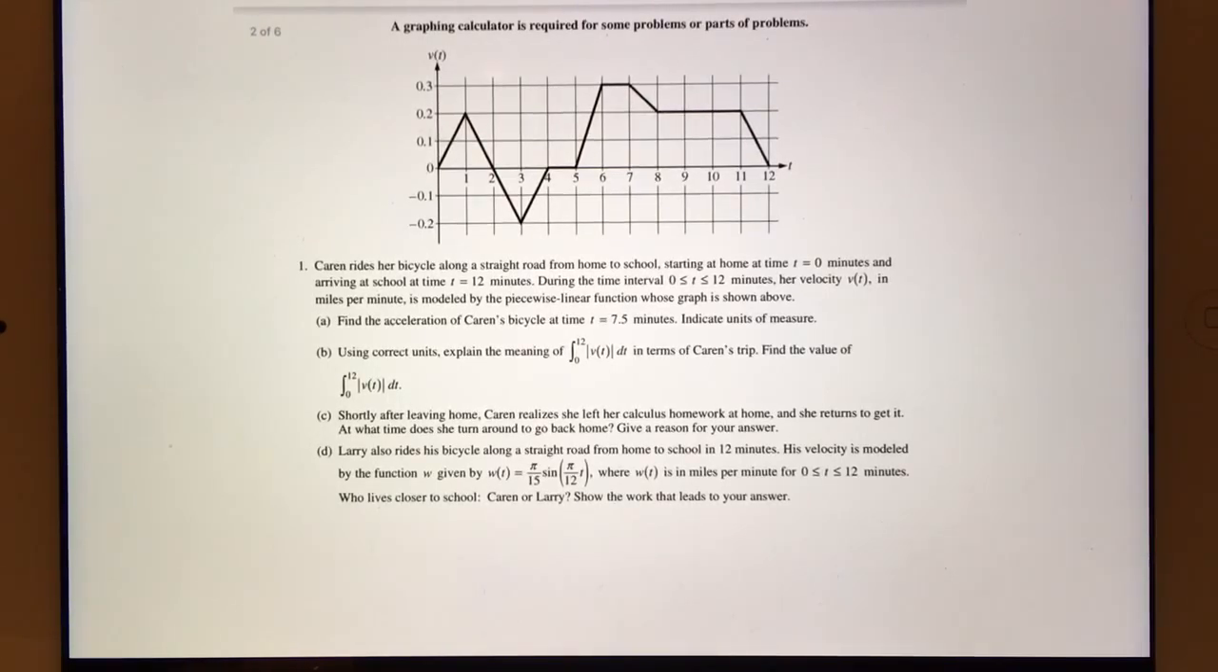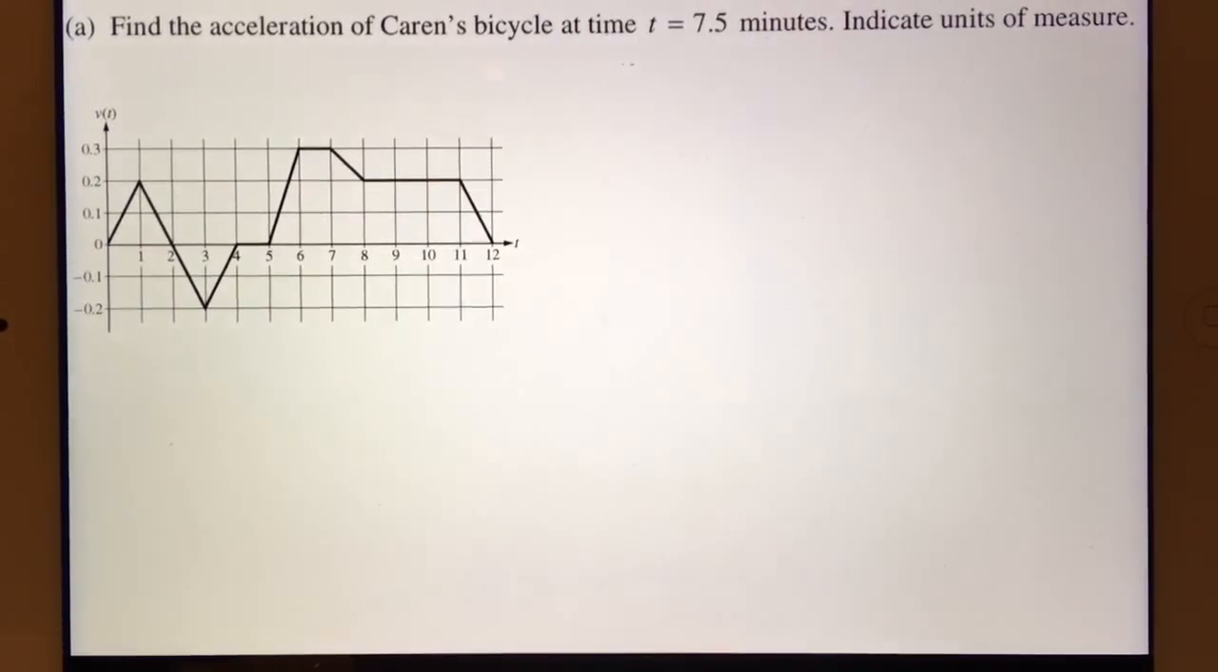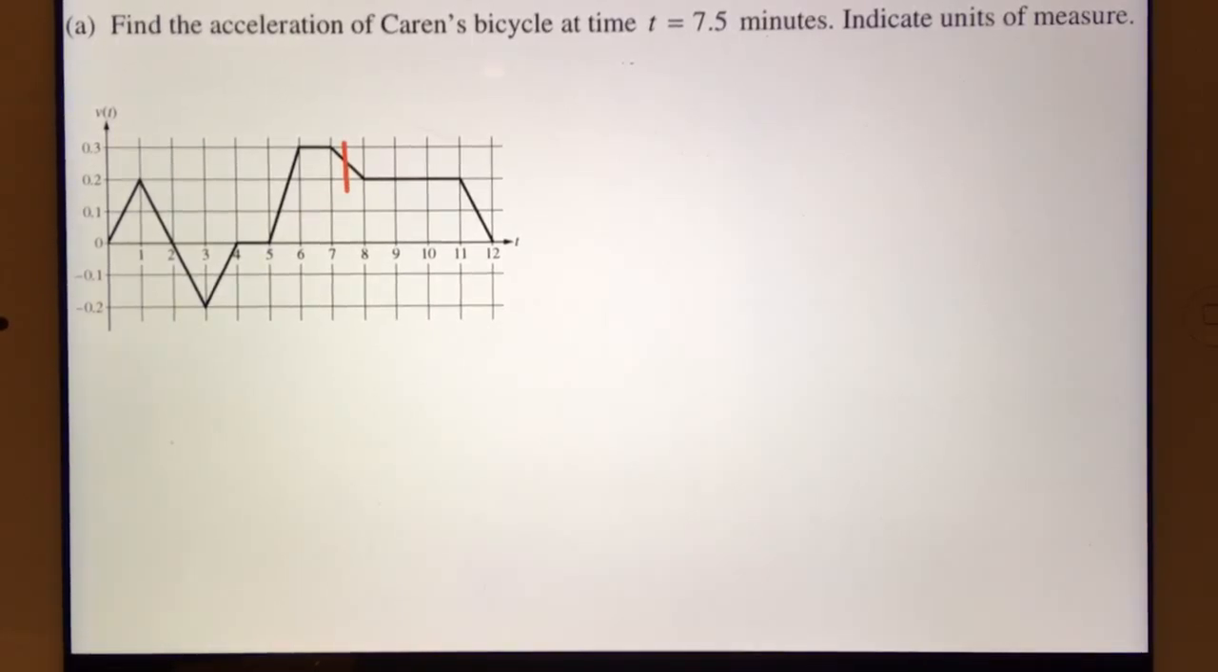Okay, let's begin with A. Find the acceleration of Karen's bicycle at time t equals 7.5 minutes. Indicate units of measure. So, 7.5 minutes is right here. Now obviously it's not marked, so we have to figure it out.